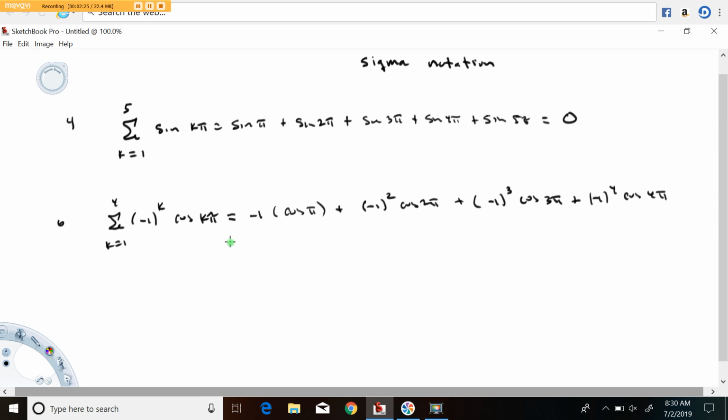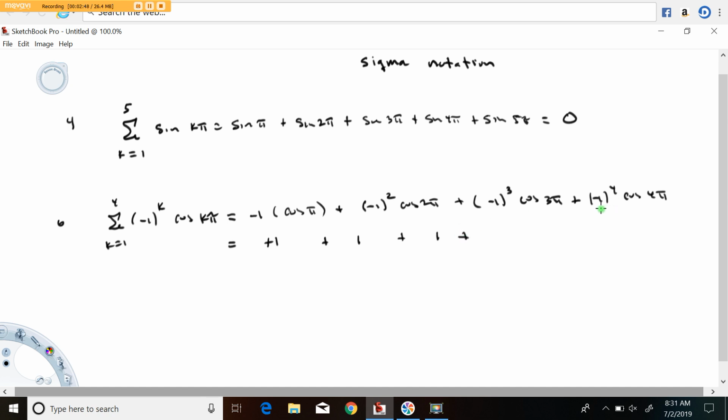Let's see what we get here. Negative 1, cosine of pi is negative 1, so this term is plus 1. Cosine of 2 pi is 1, so that's another plus 1. Then there's a minus 1, and cosine of 3 pi is minus 1, so that's going to end up being plus 1, for that term right there.